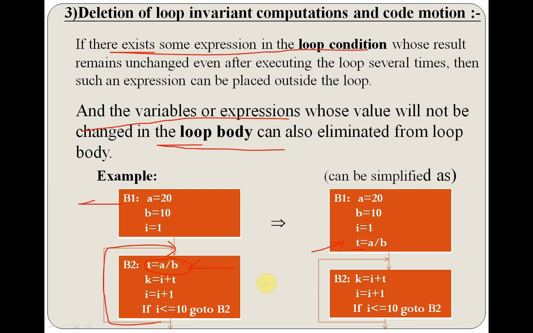So that we can simplify the loop execution, where T equal to A by B is calculated only once here, whereas earlier in the given basic block T equal to A by B is computed several times. So we have saved that, simplified the code.